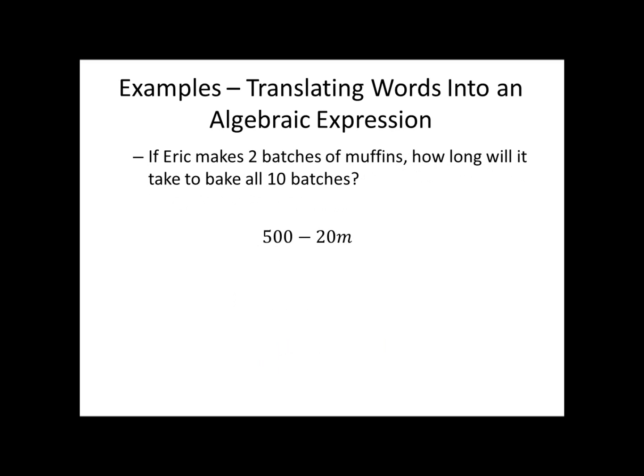Now in the second part of this problem, we're going to take that algebraic expression and we're going to plug in. We're going to substitute the m for the number 2 because it says if Eric makes 2 batches of muffins. Again, we're going to follow PEMDAS. We're going to do the multiplication, then the subtraction. We get 460 minutes. The book usually likes to change times like this into hours and minutes, so this is 7 hours and 40 minutes.